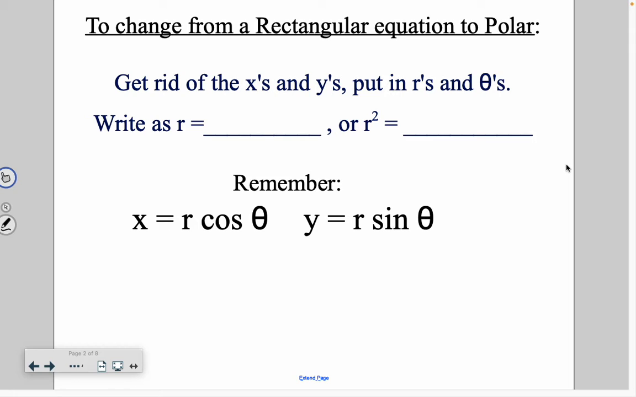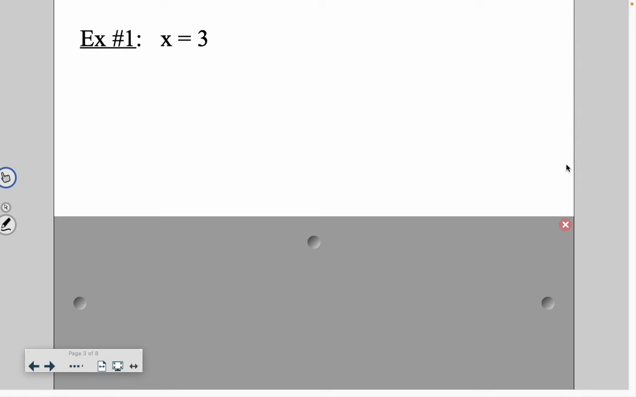If I had to say there's an easier one or the other, rectangular to polar is usually a little bit easier to do. Polar to rectangular is a little bit more difficult. All right, so here's the idea. So here's example number one. Okay, straightforward type of example.